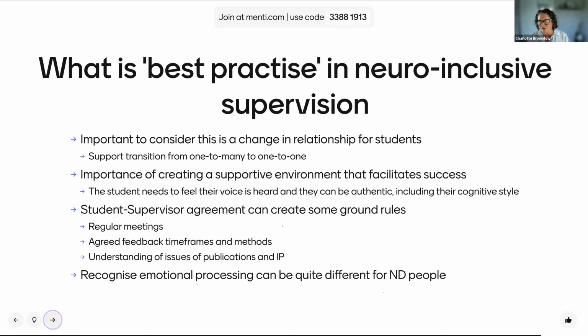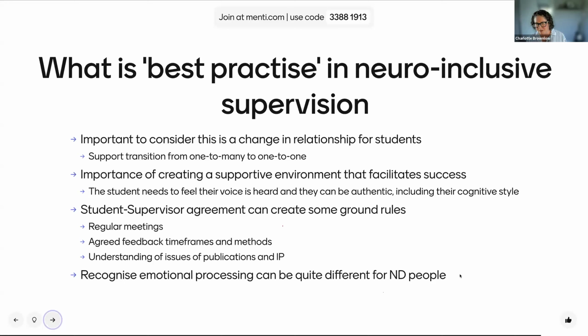So, we know that student supervisor agreement is good practice. We know that it gives students security, and it gives them predictability in terms of what they can expect from their supervisors. But it might be even more important for this particular group of students. So think about regular meetings, agreed feedback timeframes and methods, and understanding all of those other really complex negotiations that go on with issues of publications and IP. No one likes having the conversations about not only who's on a paper, but what order names go in. This is difficult territory that we're asking students to navigate.